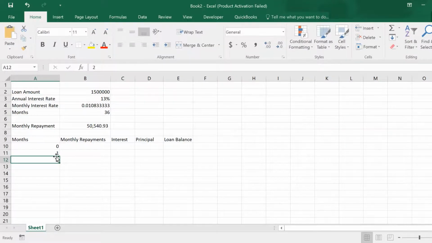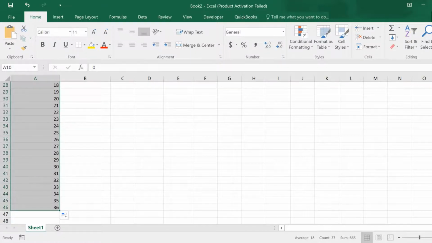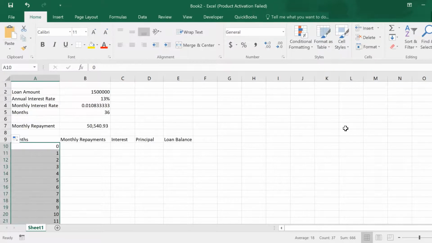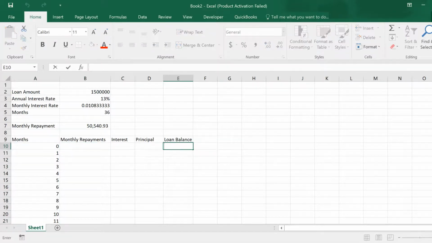followed by month 2, and then highlight this to make our work easier, drag and drop it. So let's say we want to work with 36 months. That's a 3-year loan now. So for month 0, you're not repaying anything. This is when you're getting the loan. So your loan was this.